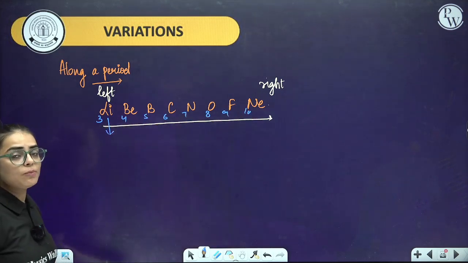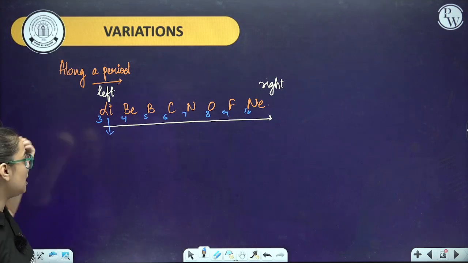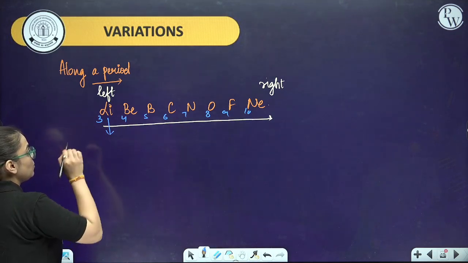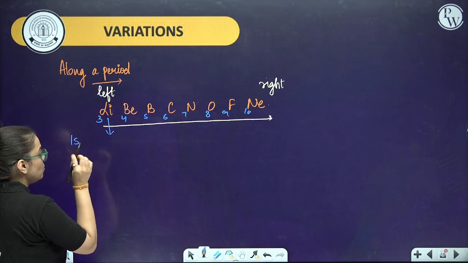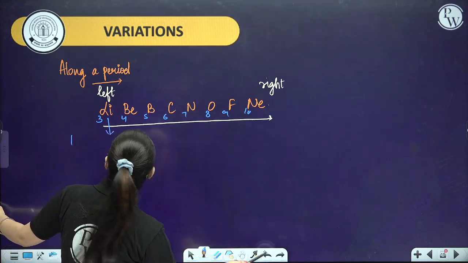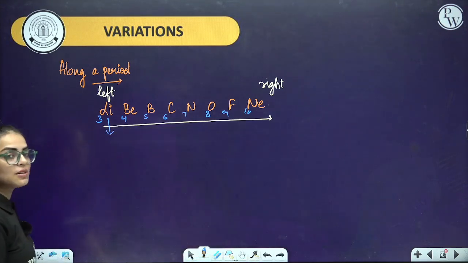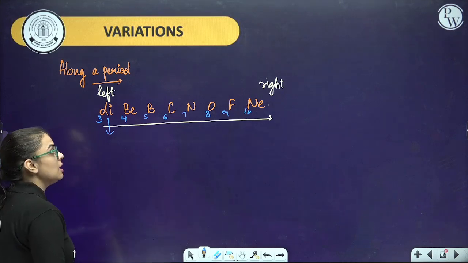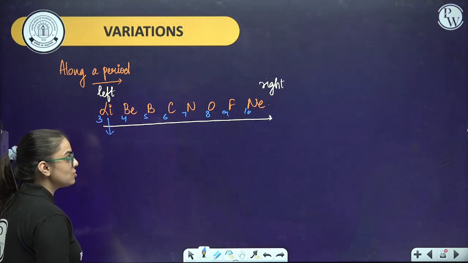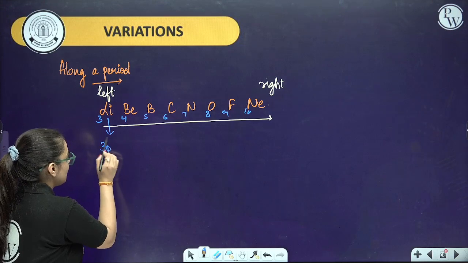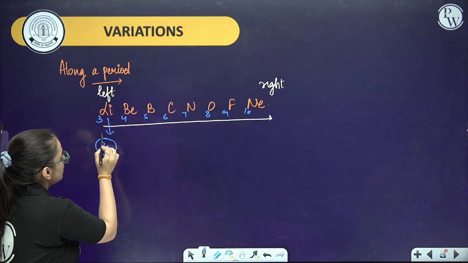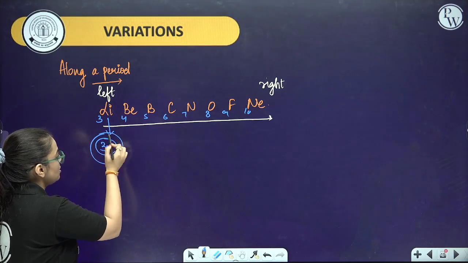So if I am talking about this lithium which has 3 as an atomic number, that means how many protons are there? It is a neutral species, so protons are also 3. That means here it is 3 protons at the center, right? And it is the second period, so if this is your first shell, this is your second shell.